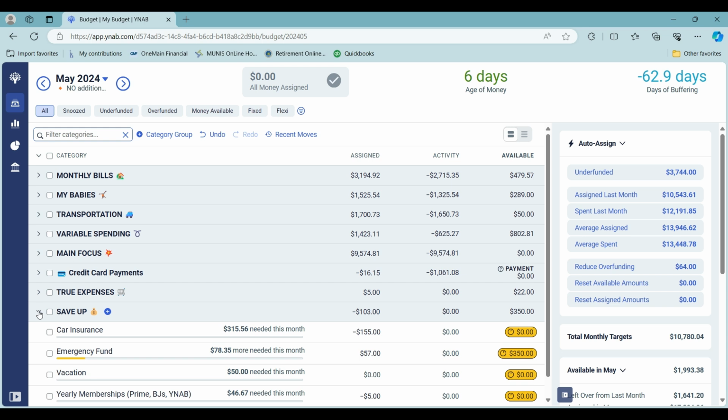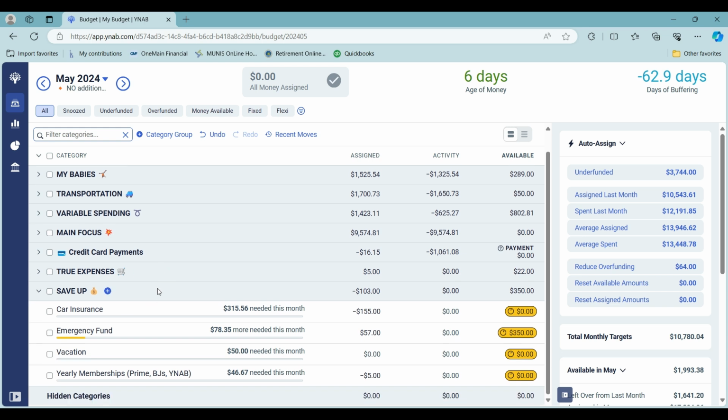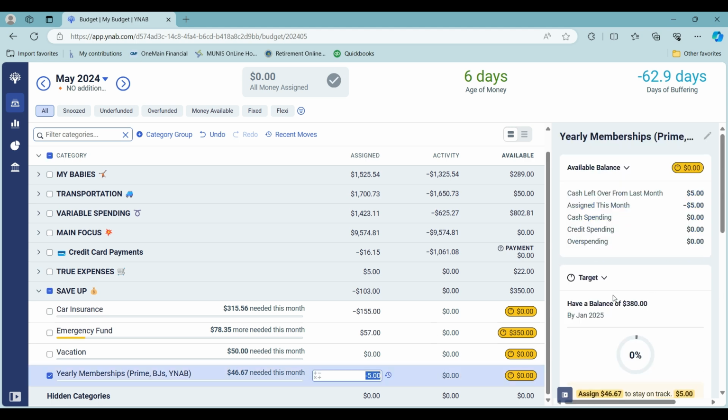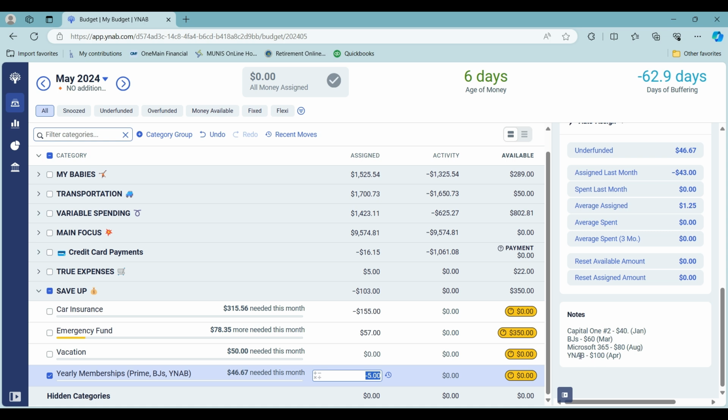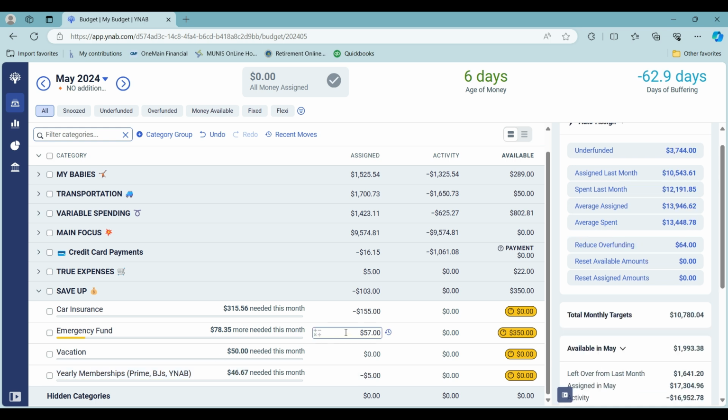Next category is the save up. I'm calling this save up because this is something that I want to save for. Car insurance, my emergency fund, vacation, and I still have yearly membership here because I didn't break out Microsoft 365 just yet. One of my credit cards, my Capital One number 2 card, has an annual fee. I need to create a category for that, then I can get rid of this yearly membership. We'll figure that out. Like I said, I just put this together. We are not completely refined. There are still some changes that are going to come.